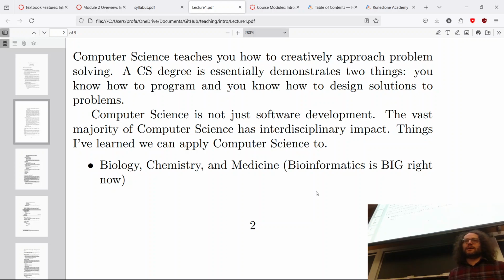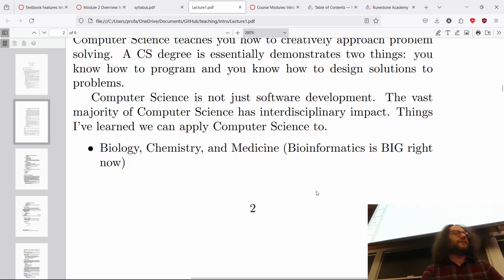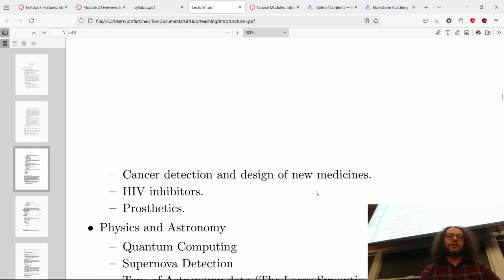Bioinformatics is always big. Bioinformatics is useful for the development of, let's say, algorithms for cancer detection and the design of new medicine. Checking to make sure, by simulating, does that drug inhibit HIV? And as I mentioned, prosthetics. Making more advanced prosthetics, but not to be too crude about it, a robo-arm, stuff like that.